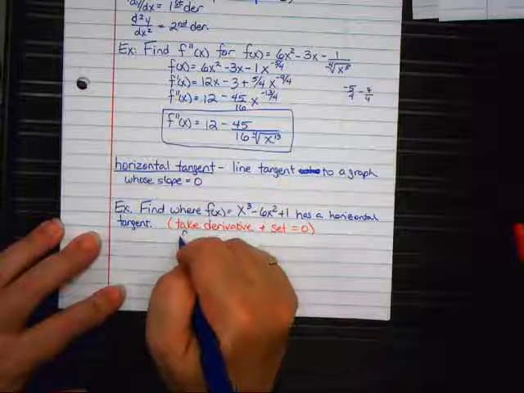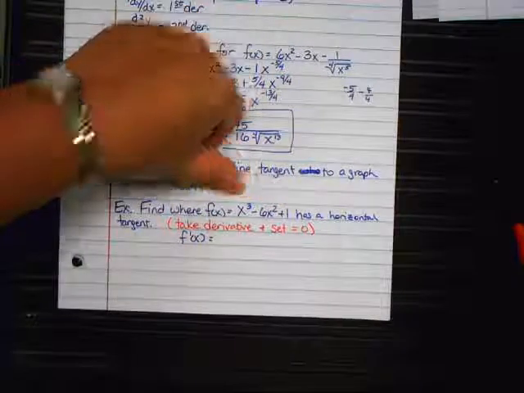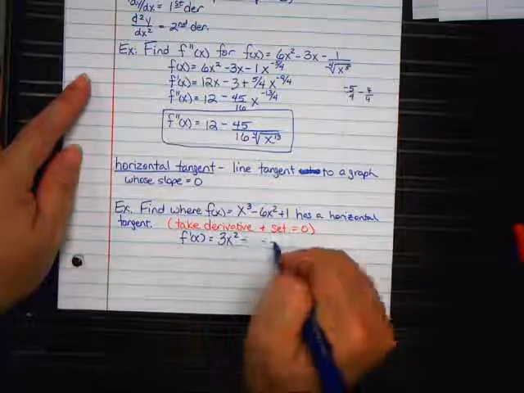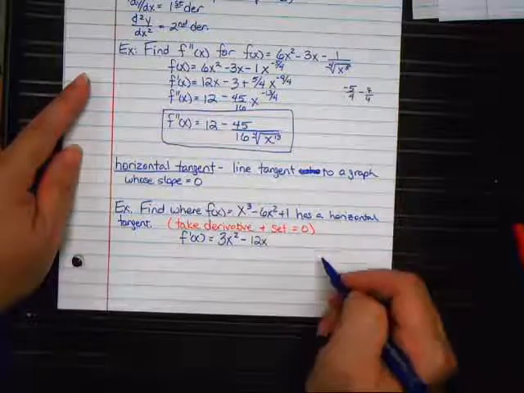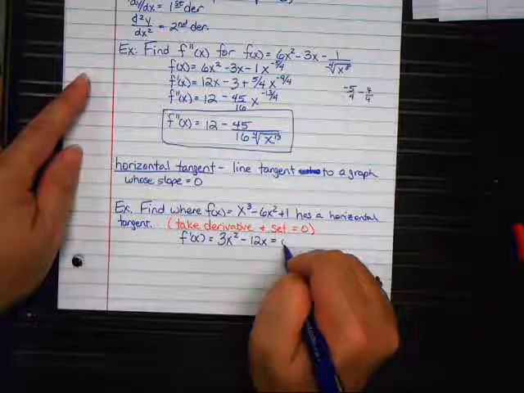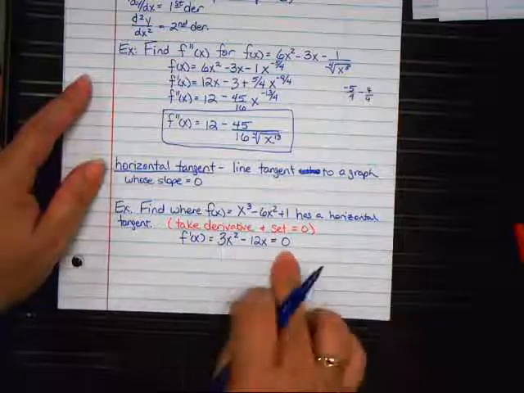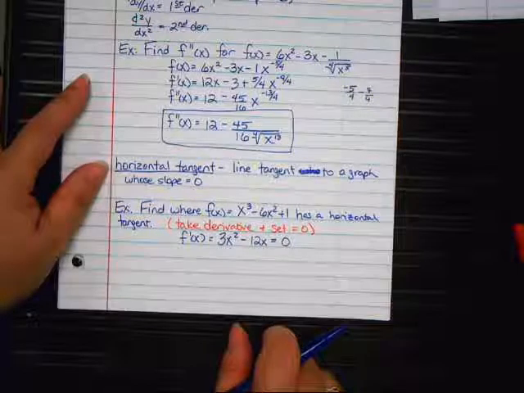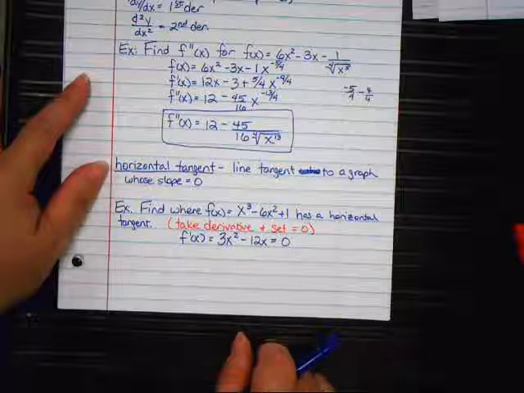So let's take the derivative of that equation. Come back up here. What's the derivative of x cubed? 3x squared minus, what's the derivative of this? 12x. And we're supposed to set it equal to 0 when we're looking for horizontal tangents. Now, how do you solve that? This is algebra now. Quadratic formula will work, but there's an easier way in this specific problem. We already took the derivative.